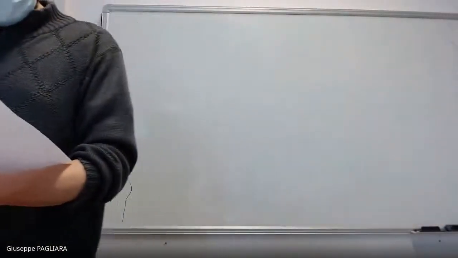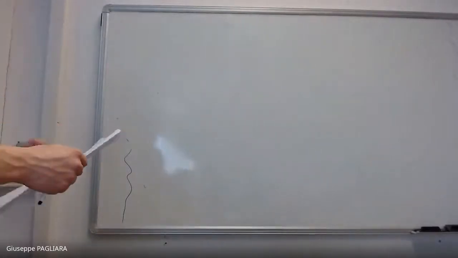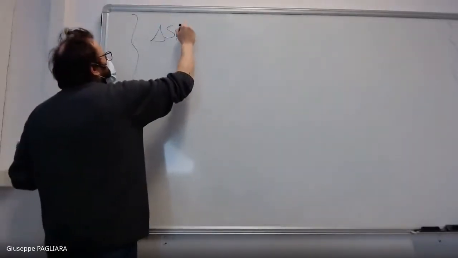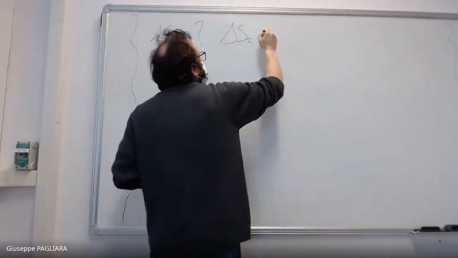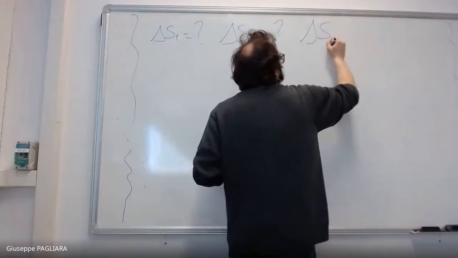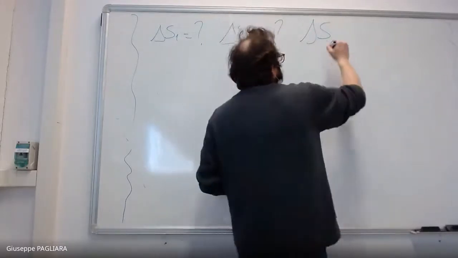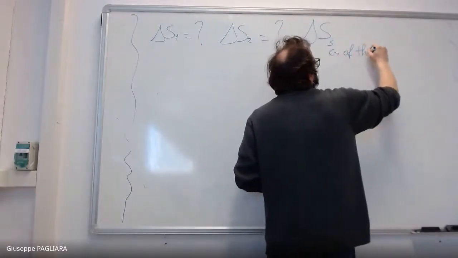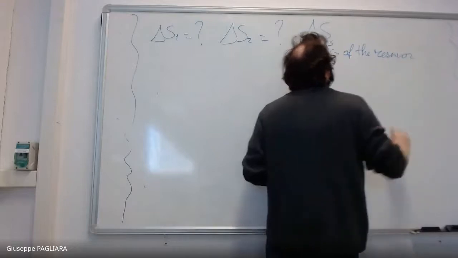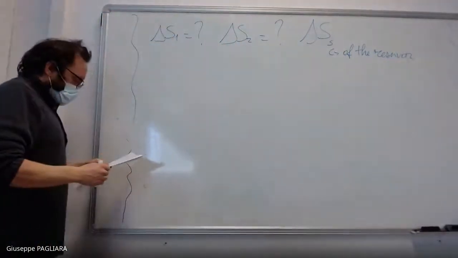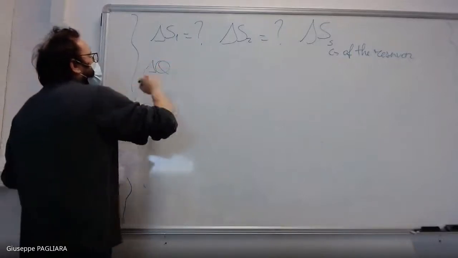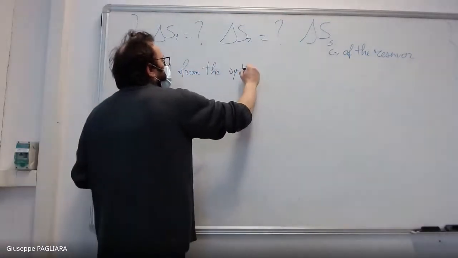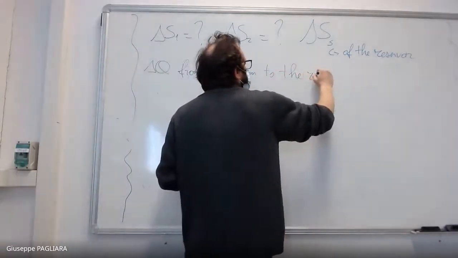I think that one of the questions was the following: find delta S1, delta S2, delta S, what I wrote, delta S source, the variation of entropy of the reservoir. Then another question one can ask is what is delta Q from the system to the reservoir.